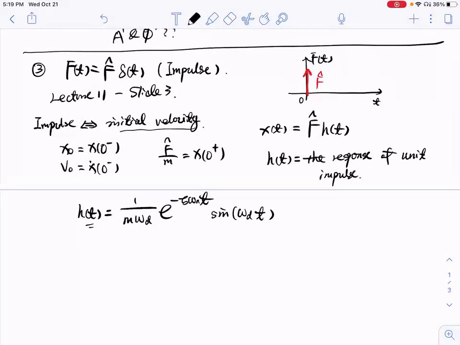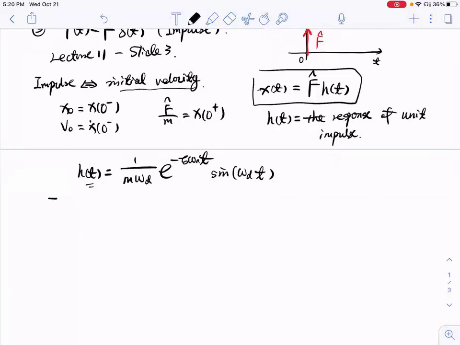So that's when your impulse is at time equals 0. Your final response is just x(t), the amplitude of the impulse times the unit response. That's actually superposition because your system is linear. So that means your response linearly increases with respect to the magnitude of the excitation. If h(t) is the unit excitation response, then if you apply an f hat increment in your excitation, your response is just multiplied by the same ratio.